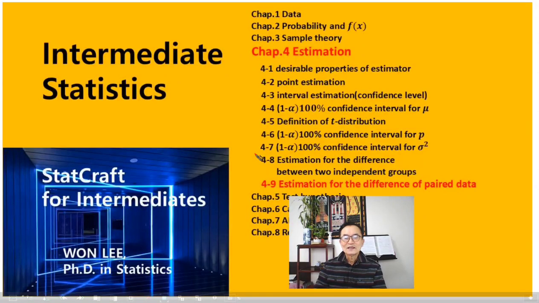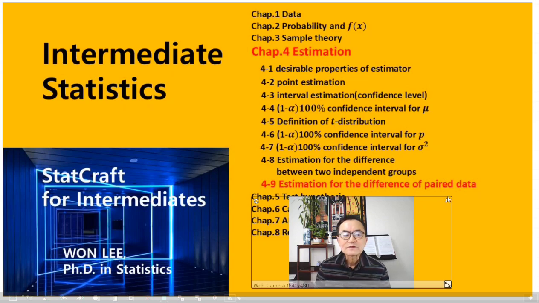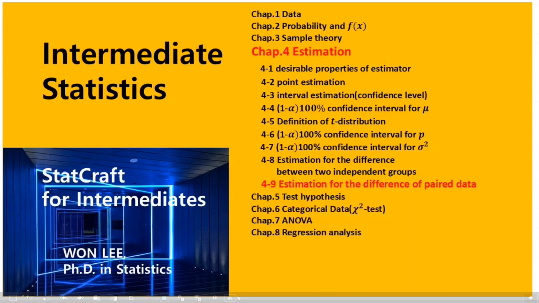Everyone, I'm 1A. Today's topic is estimation for the difference of paired data. It is different from the difference between two independent groups, right? Let's see what paired data is, okay? What is the difference from the previous topic?